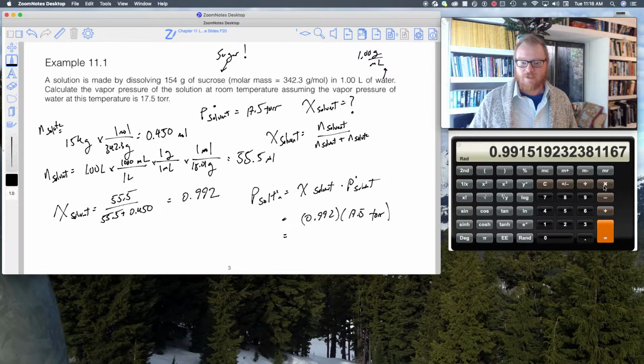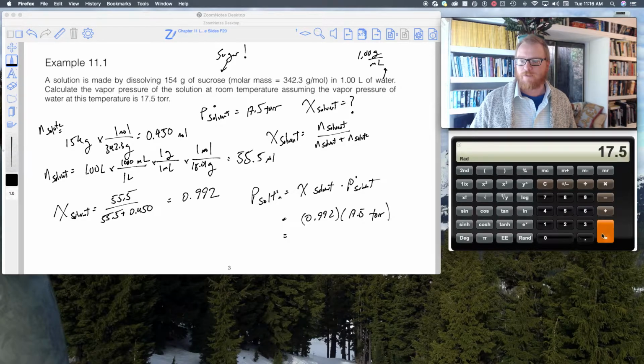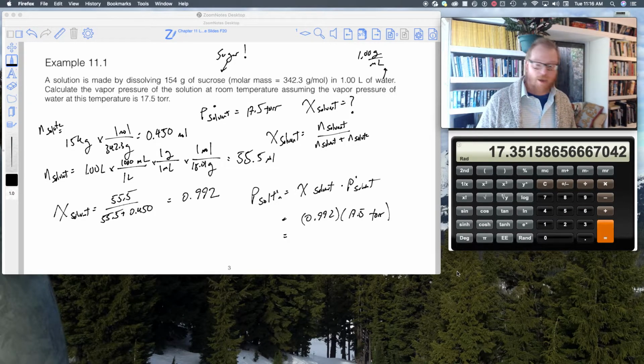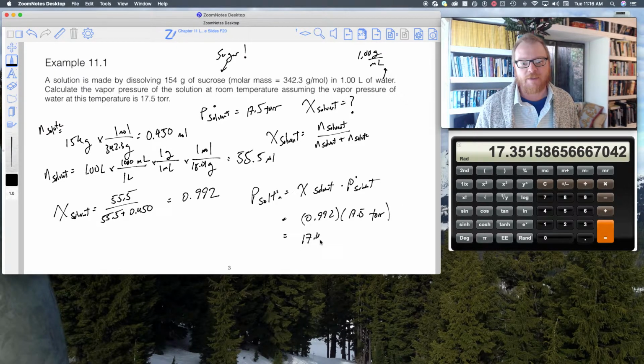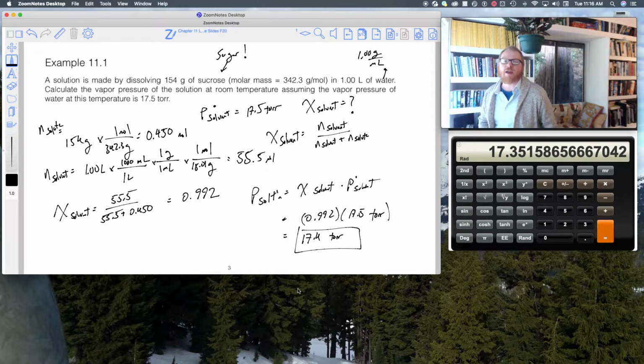Okay. So then 0.992 times 17.5 equals, so with the 3 sig figs, you can see it really hasn't changed the vapor pressure very much. I'm going to call it 17.4 torr. Okay. So not a whole lot of difference in the vapor pressure of the solution. However, if we would have added significantly more sugar, we would have seen more and more depression of that vapor pressure, okay?